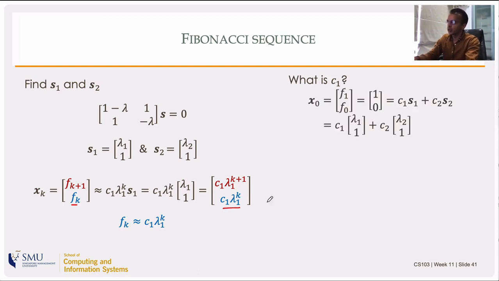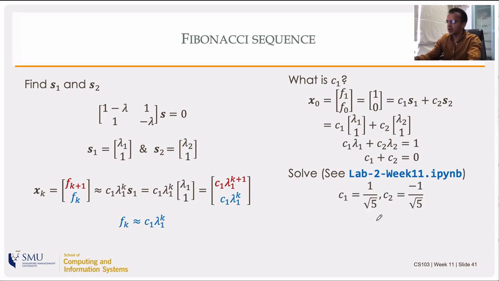So what is c1? In order to get c1, we look at x0, and that is (1, 0). So the first Fibonacci number is 1. The 0th one is 0 in our sequence. And we express that as a linear combination of the eigenvectors. That basically gives me two equations. c1 lambda 1 plus c2 lambda 2 is equal to 1. That is the first one. And c1 plus c2 is equal to 0. That is the second one. Two equations, and we know we are experts in solving equations of that kind. And so I'll get c1 is equal to 1 divided by square root of 5.